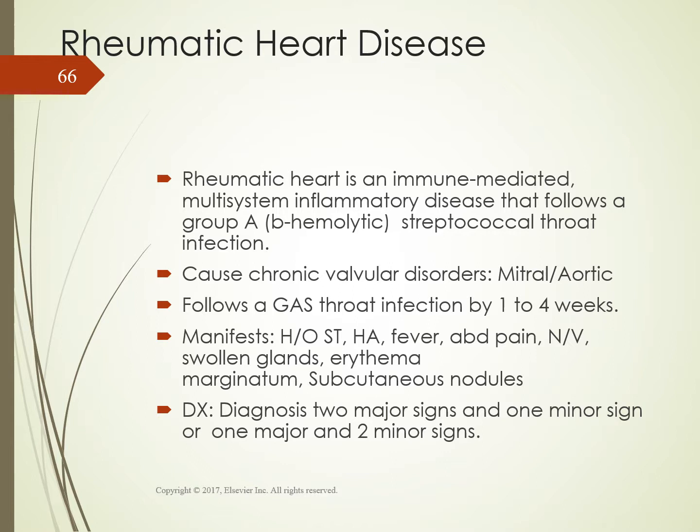Rheumatic heart disease is an immune-mediated multi-system inflammatory disease that follows a group A beta-hemolytic streptococcal throat infection. It can cause chronic valvular disease, typically in the mitral or aortic valve. It usually follows a strep throat infection by 1 to 4 weeks.